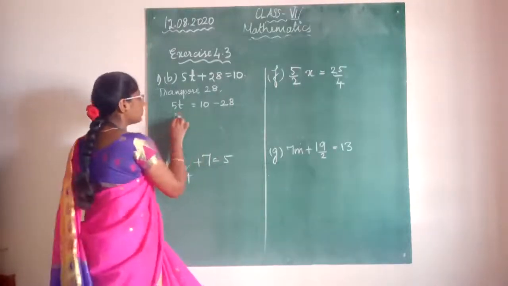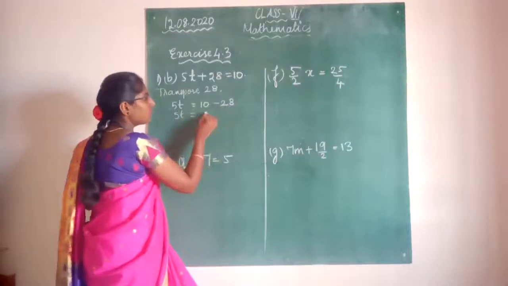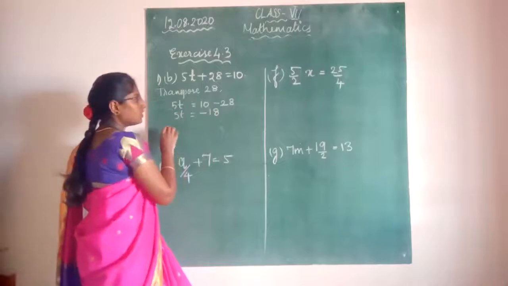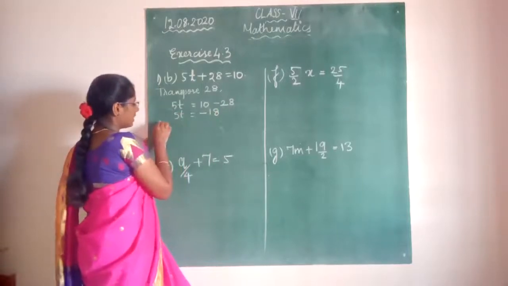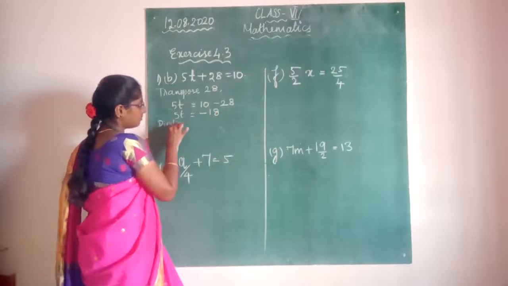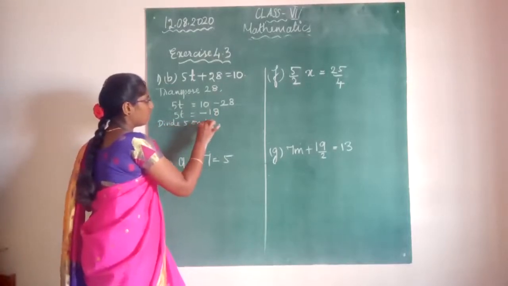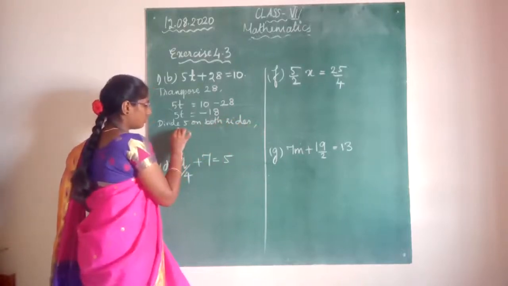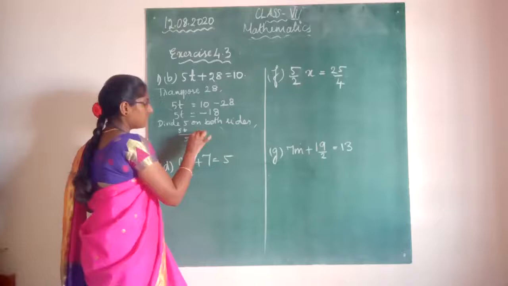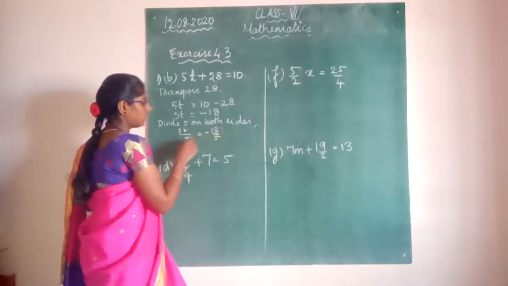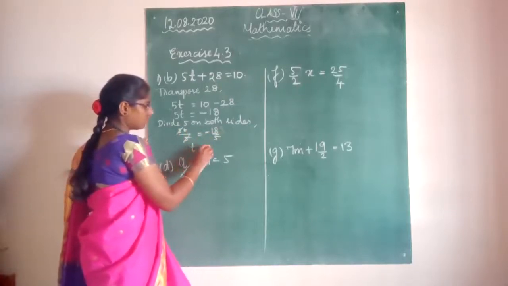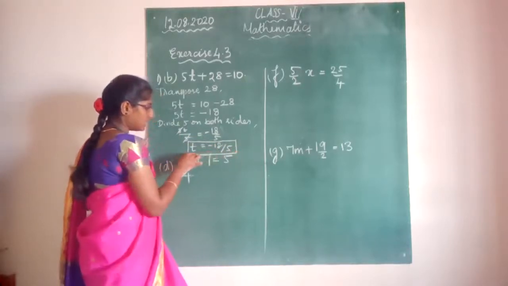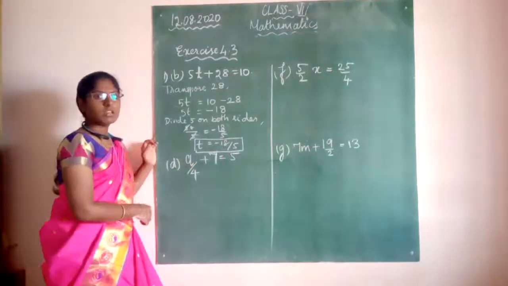Okay. So you will have 5t is equal to, if you subtract, what will you get? Minus 18. Okay. So then you will have divide 5 on both sides. Okay. So 5t by 5 equal to minus 18 by 5. So 5 and 5 will get cancelled and t is equal to minus 18 by 5. This will be your final answer. Clear? Look at the next question.